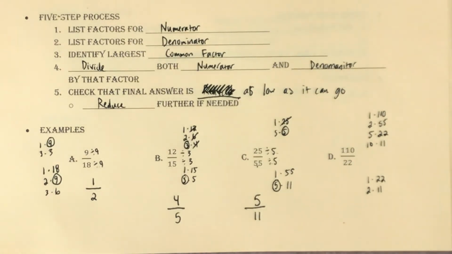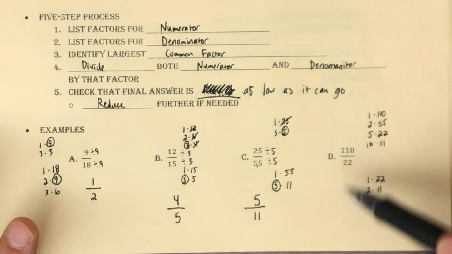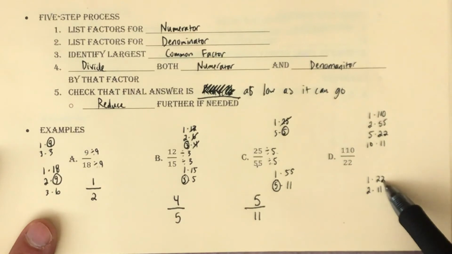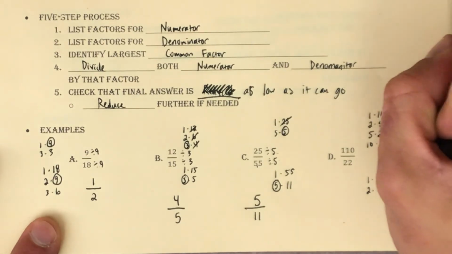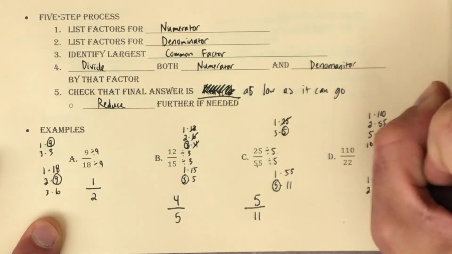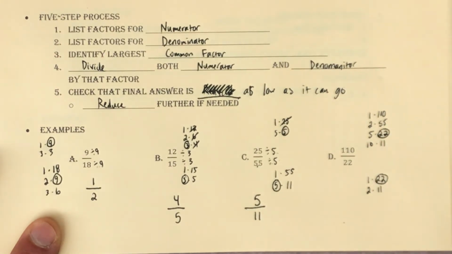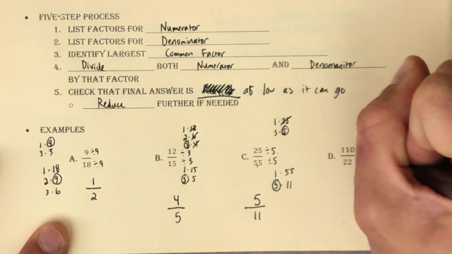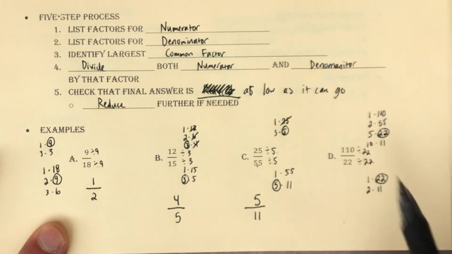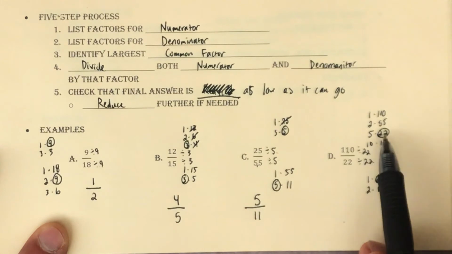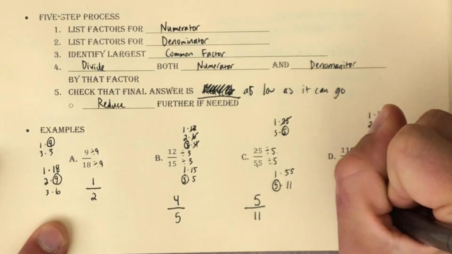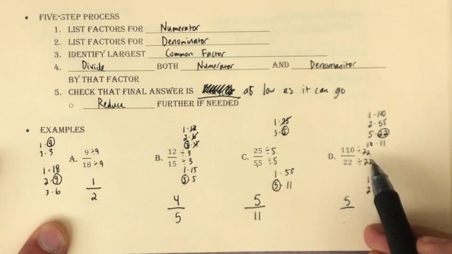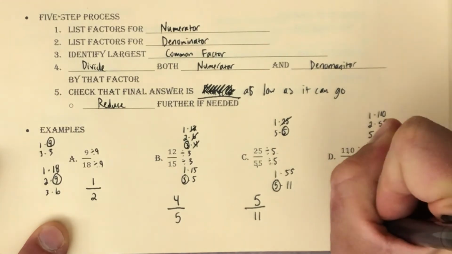So again, I want to start with the smallest of the two original numbers, which is 22, and I'm going to start with the number itself and see if it's on both lists. Well, look at that. It is on both lists. So that is the number that we need to divide by. So I'm going to divide by 22, divide by 22. Well, 110 divided by 22 is 5, and 22 divided by 22 is 1.